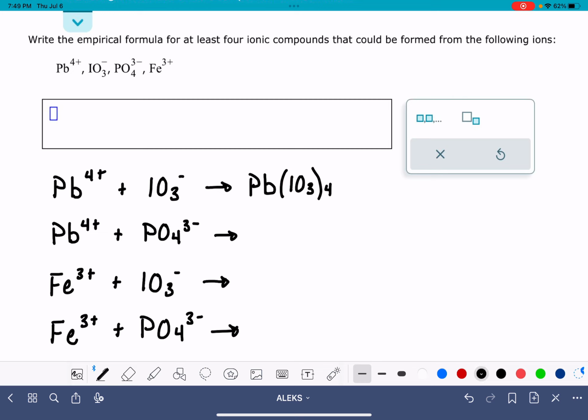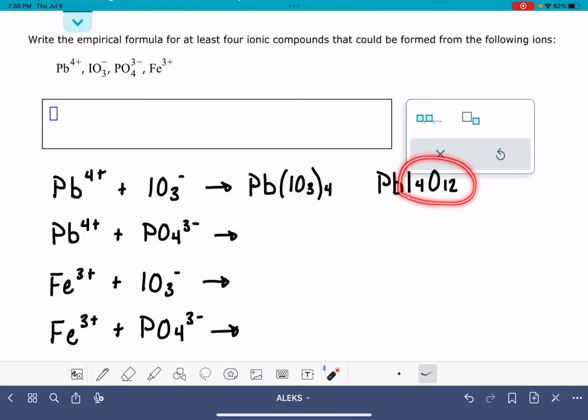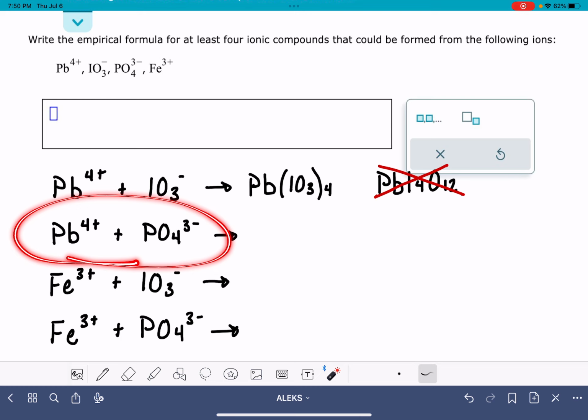Some common mistakes that students make when they're writing the ionic compounds containing polyatomic ions is that they multiply that subscript, in this case the 4, into the parentheses and they come up with something like this. And that is not how we would write this. We want to keep that polyatomic ion unit intact inside parentheses. Another really common mistake that students make is leaving the charges in the formula, and that also is not okay, so don't do that. Let's take a look at the next possible combination.